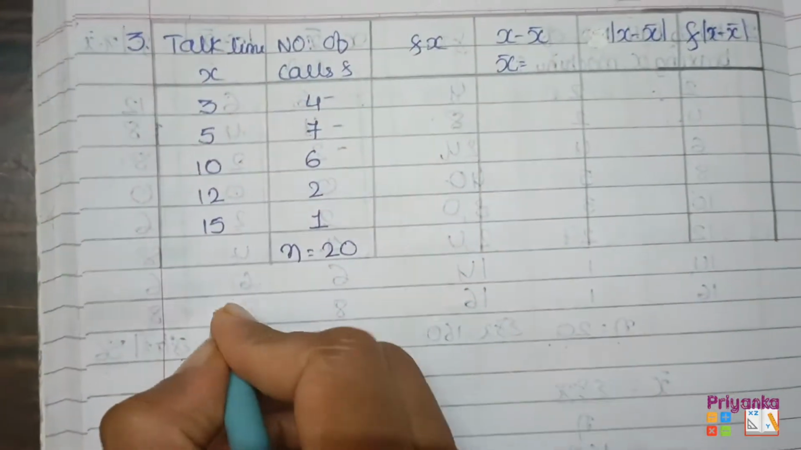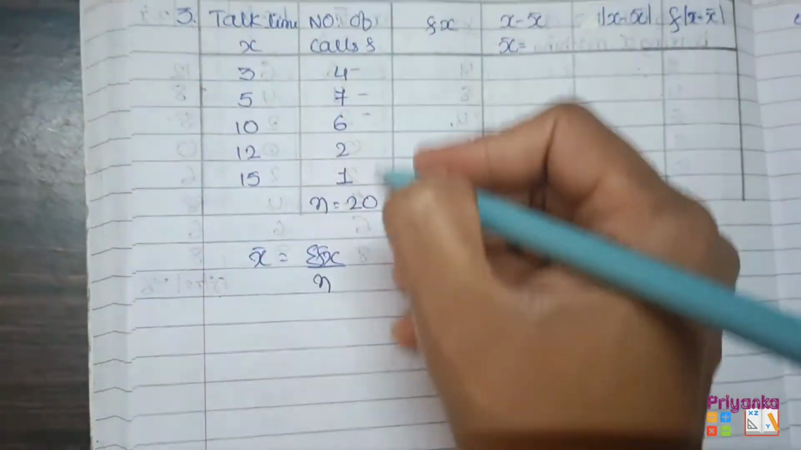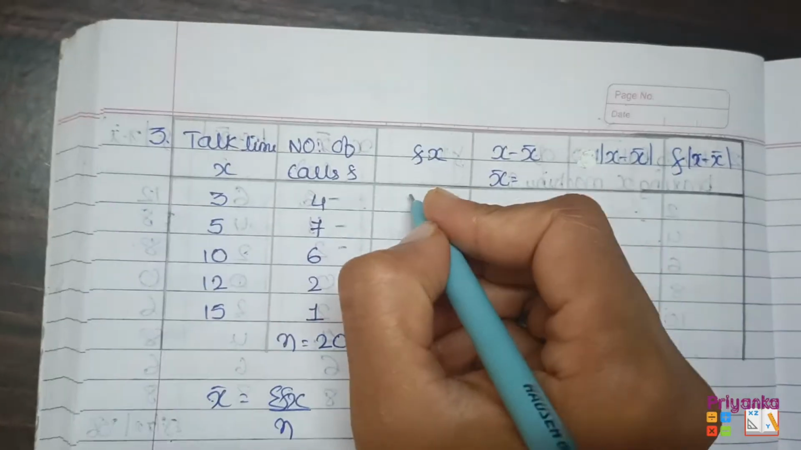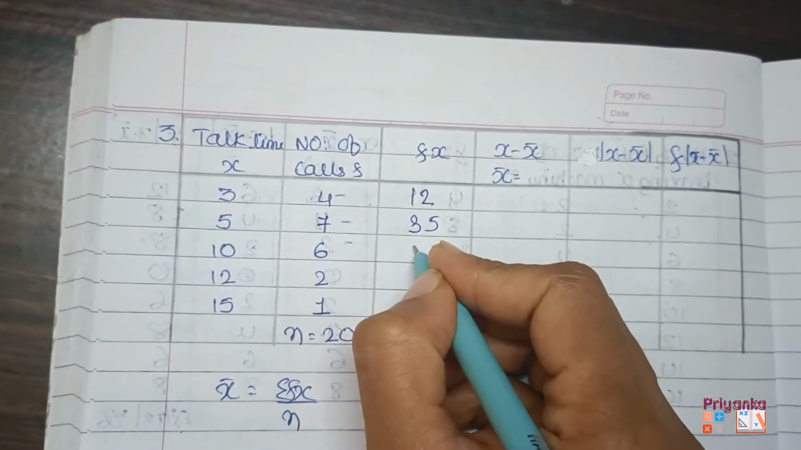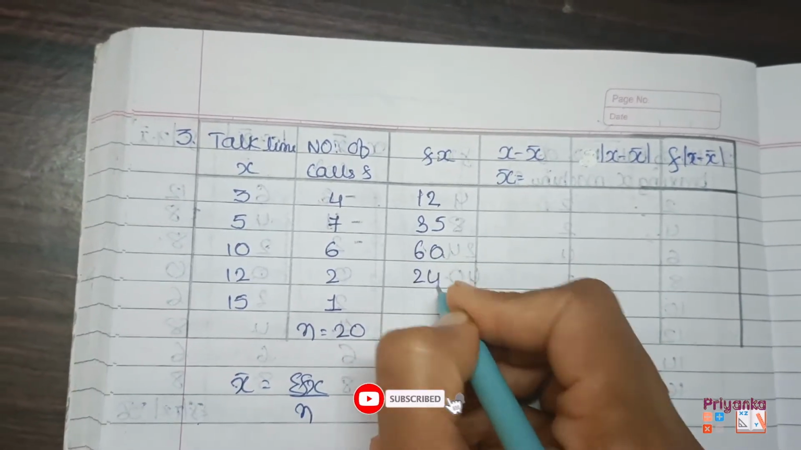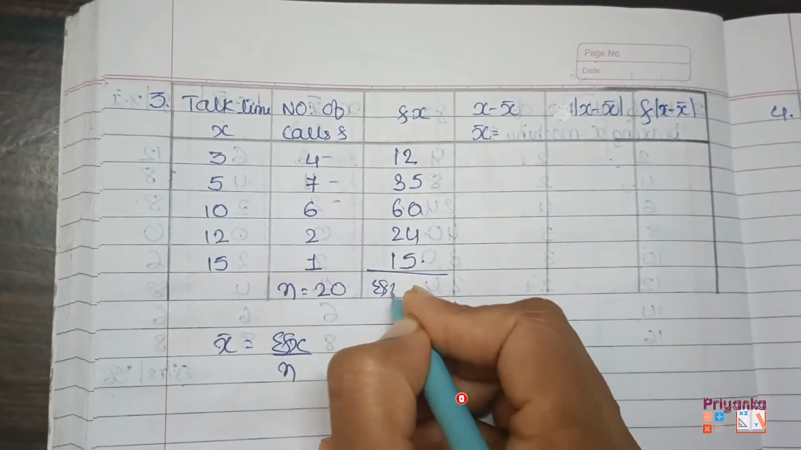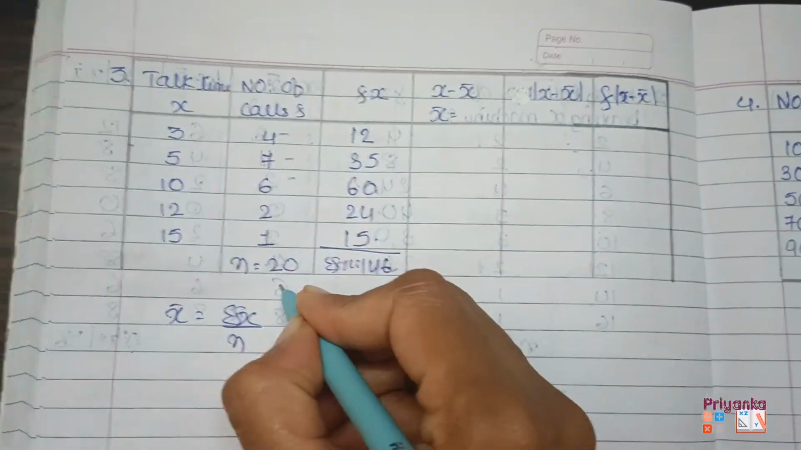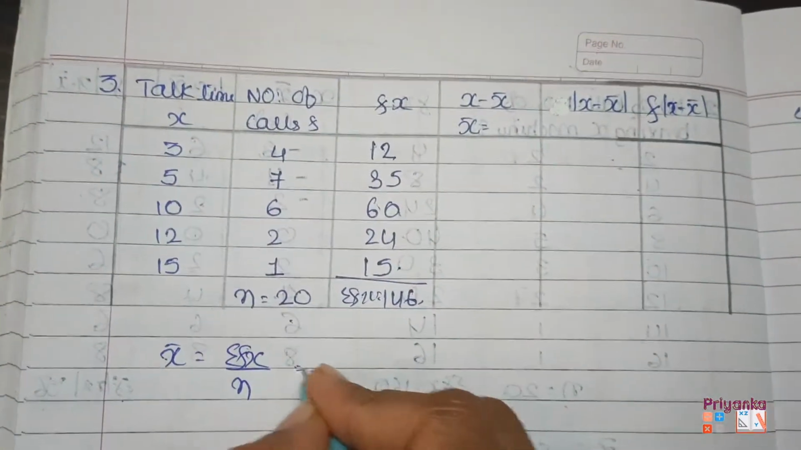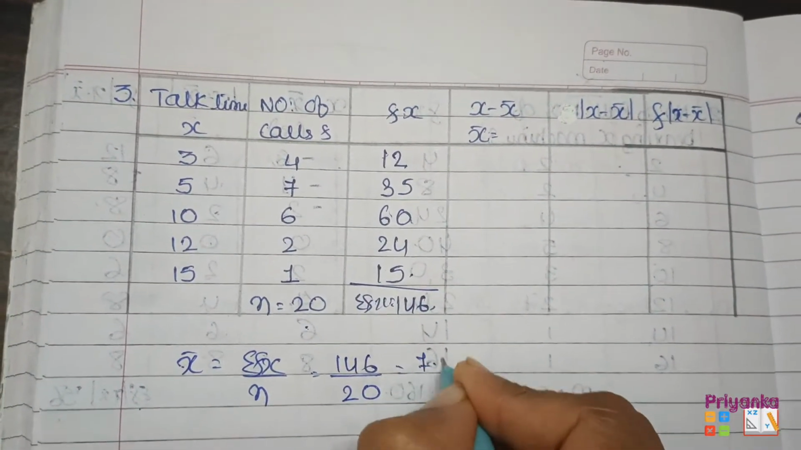To find the mean, that is x bar is equal to sigma fx upon n, as the frequency has been introduced in the question. So now let's multiply. 3 4s are 12, 5 7s are 35, 10 6s are 60, 12 2s are 24, 15 into 1 will be 15. Get the total. Sigma fx is equal to 146, and the total of frequency n is equal to 20. So 146 divided by 20, here we get the answer 7.3.